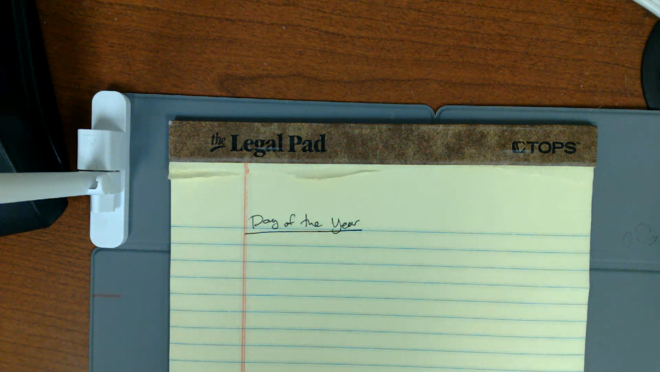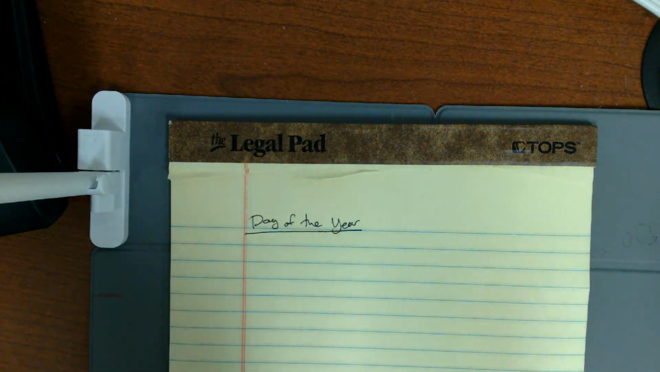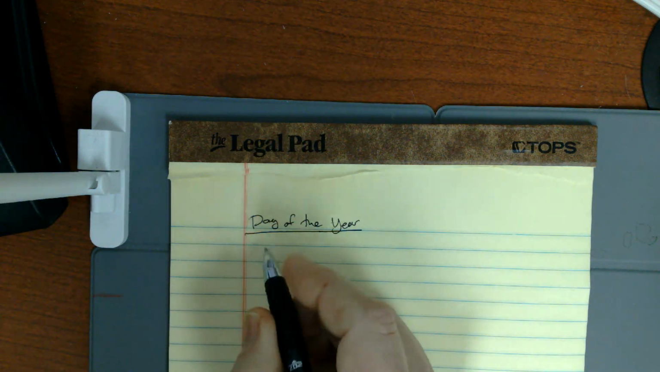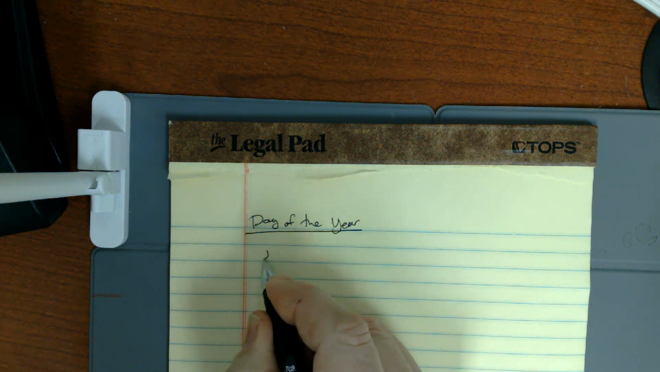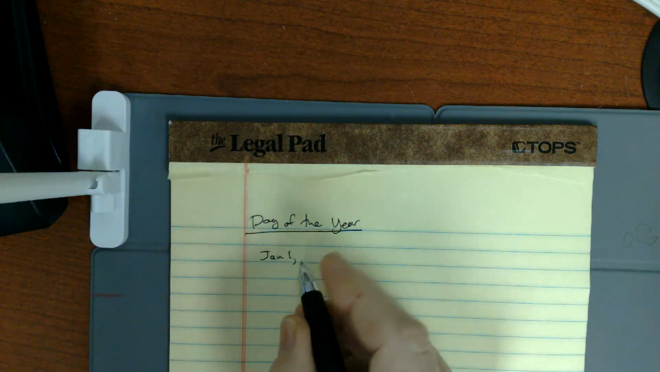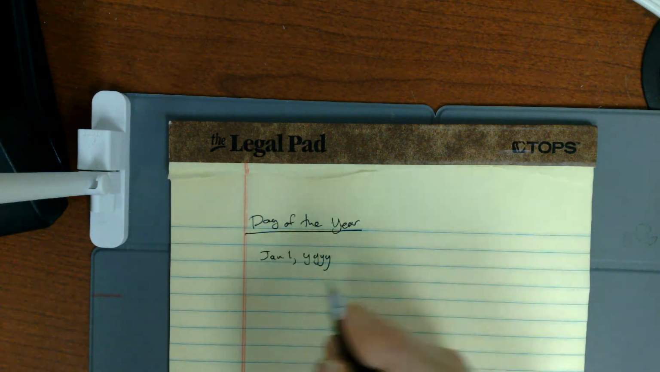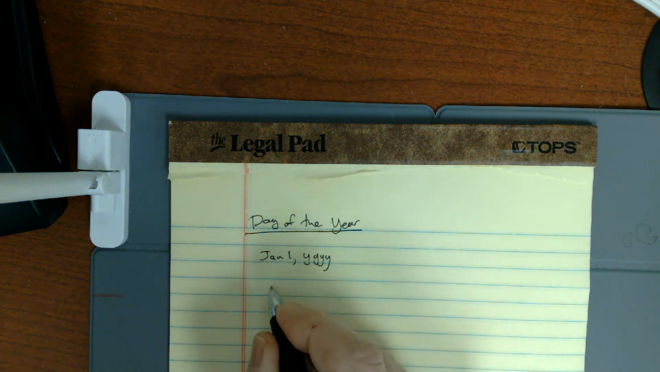Okay, so the idea here is we want to be able to figure out what the ordinal day of the year is. And the ordinal day, you take, say, January 1st of whatever year you're in. Let's say January 1st of YYYY. That is the first day of the year.